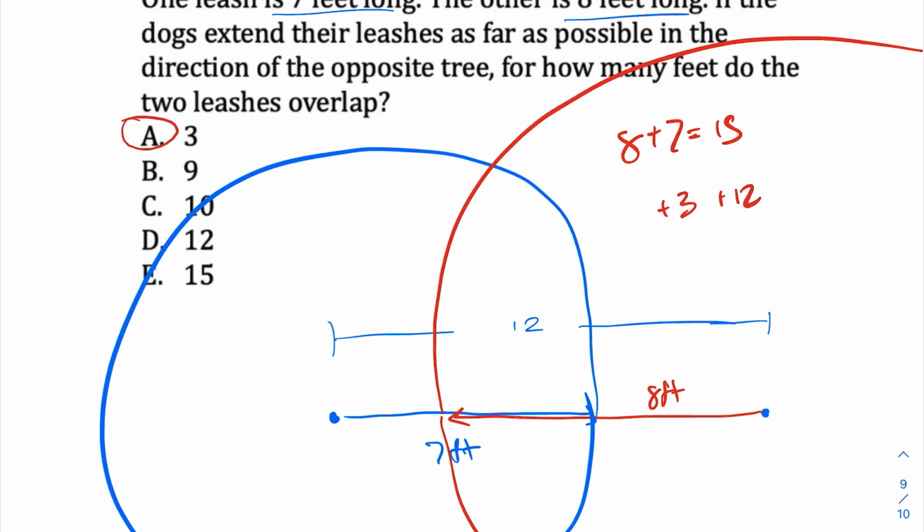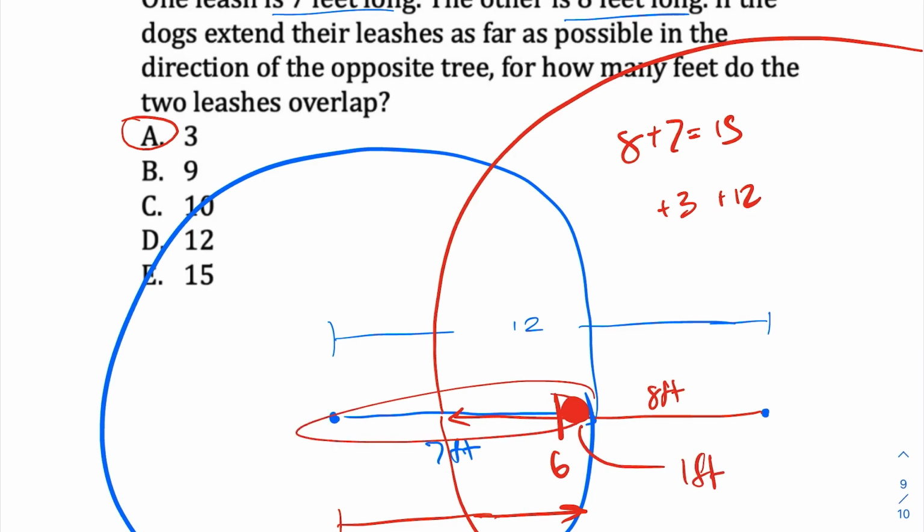Another way to do it is to notice that if this is 12 and this is 7, you can know that your midpoint is 6, which is right here. This is 6 feet in this direction, right? 6 feet. Which means that what's left right here is 1 foot. Because the only difference between this blue guy here and this red guy, again, not drawn to scale, is that 1 foot.